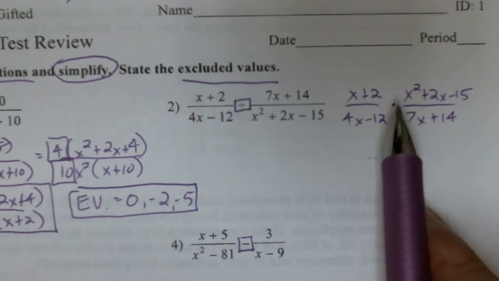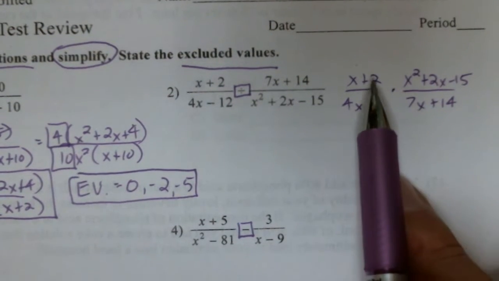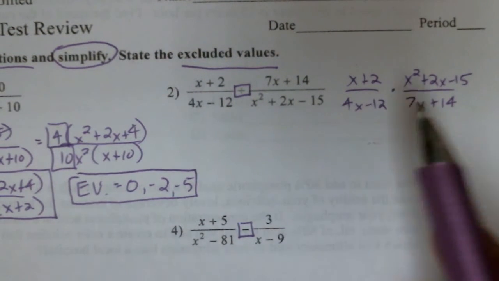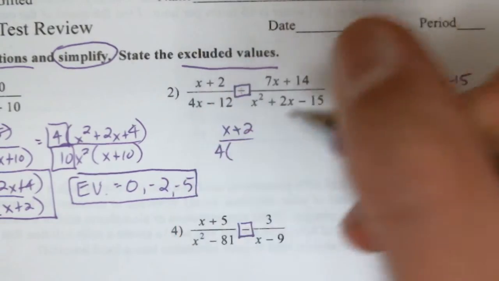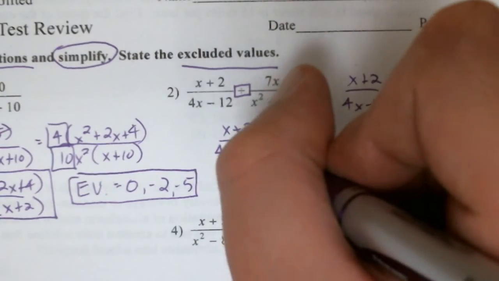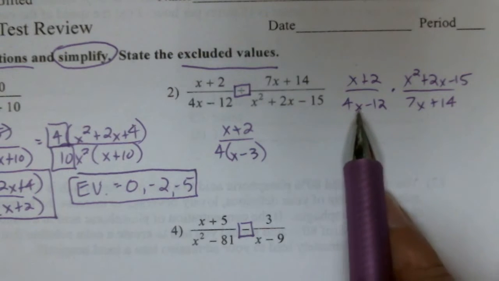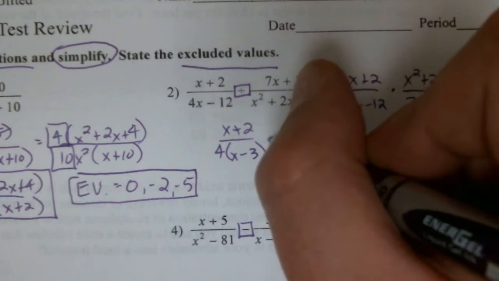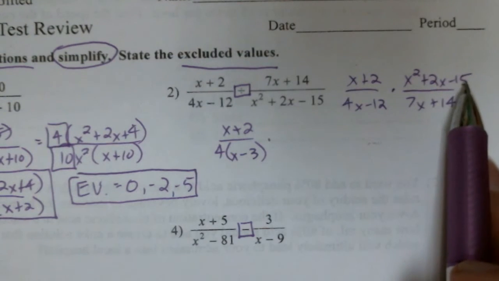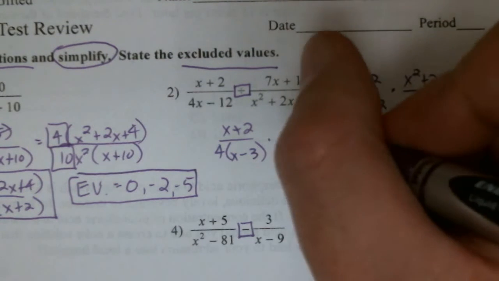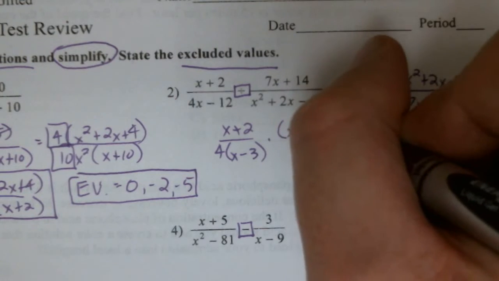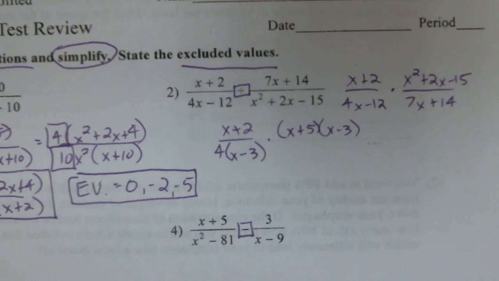All right, so now I'm looking to see where I can factor stuff. On the top, can't do anything there. Down there, I can pull out a 4. So I'll have the x plus 2 on top times 4, which is going to leave me with x minus 3. I'm just pulling out a GCF of 4 here. Times, how does this factor? What are the factors of negative 15 that add to 2? That is going to be a positive 5 and negative 3. So x plus 5 and x minus 3.